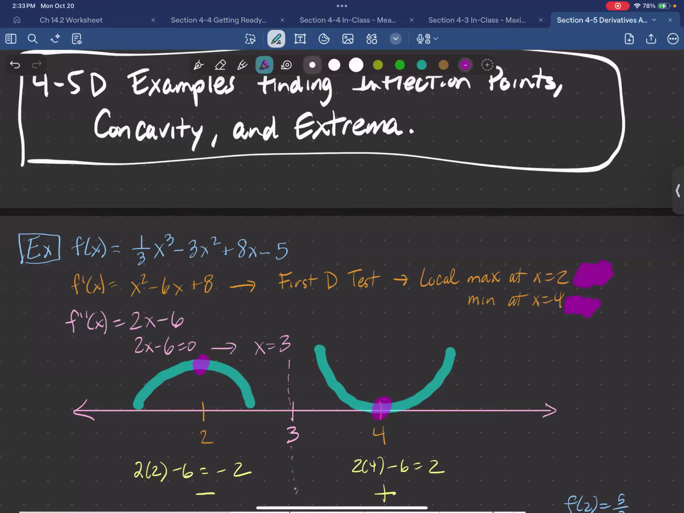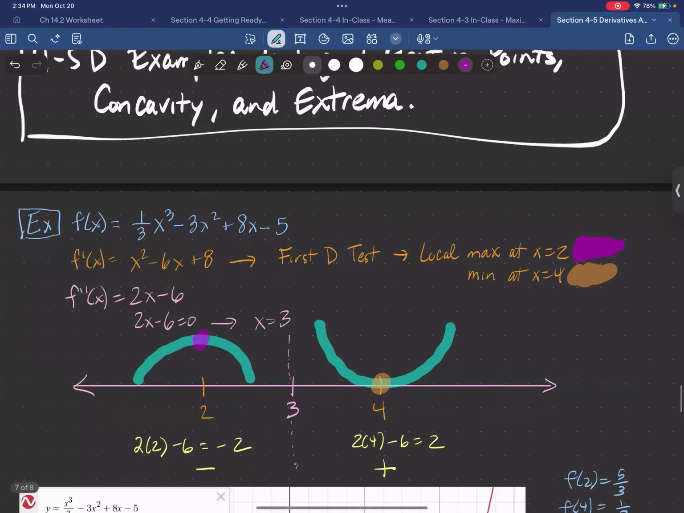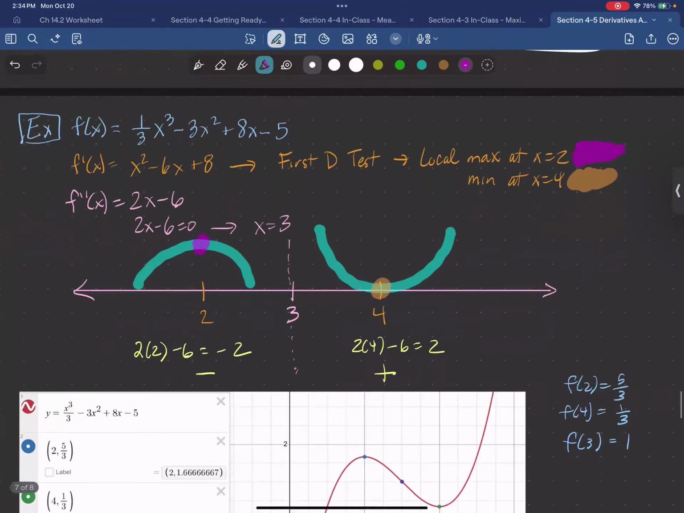Let's use a different color for that second one. And so it kind of confirms what we had above. We can see the max and we can see the min by using the concavity. So the second derivative test is usually quicker to do than doing what we did above to find a local max and min.